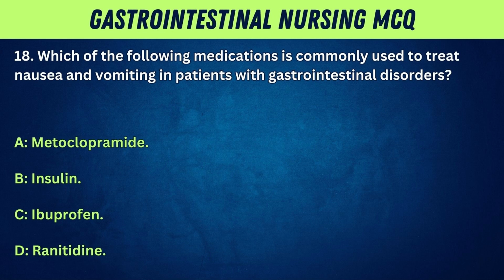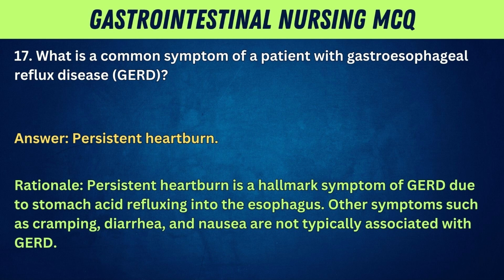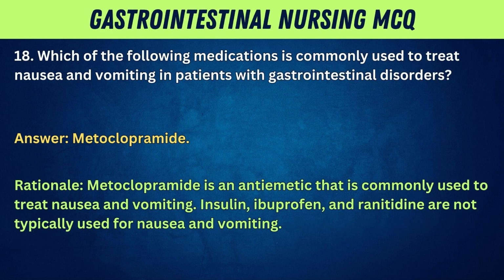Rationale: persistent heartburn is a hallmark symptom of GERD due to stomach acid refluxing into the esophagus. Other symptoms such as cramping, diarrhea, and nausea are not typically associated with GERD. 18. Which of the following medications is commonly used to treat nausea and vomiting in patients with gastrointestinal disorders? A. Metoclopramide. B. Insulin. C. Ibuprofen. D. Ranitidine. Answer: metoclopramide. Rationale: metoclopramide is an antiemetic that is commonly used to treat nausea and vomiting. Insulin, ibuprofen, and ranitidine are not typically used for nausea and vomiting.